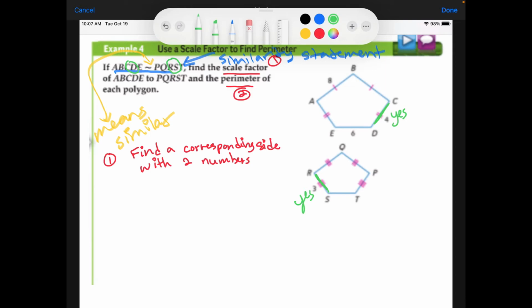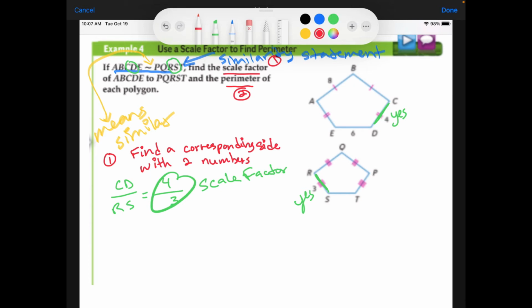So for our scale factor, all you have to do is divide them. So I'm going to say CD over RS is equal to 4 over 3, and this is the scale factor. It's already simplified. We don't need to simplify it further. If you were going to simplify it, you can put it into Desmos.